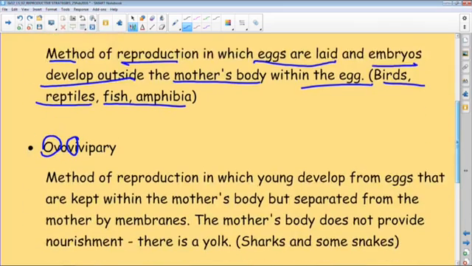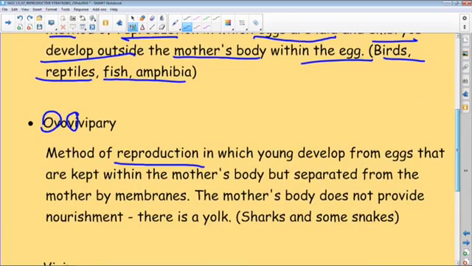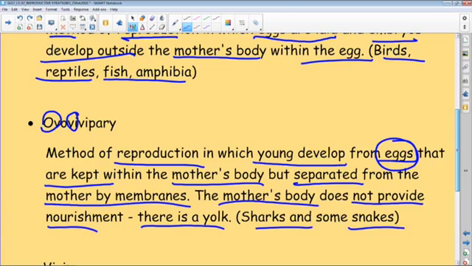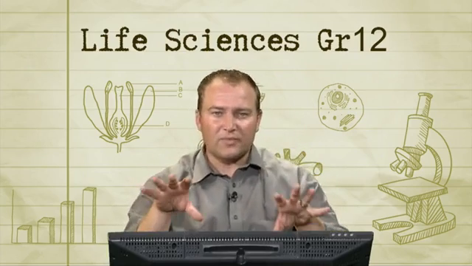Let's have a look at what we said here. It's a method of reproduction in which the young develop from eggs, that's very important, from eggs, which are kept within the mother's body, but separated from the mother by a membrane. The mother's body does not provide nourishment. There is a yolk. You normally get your sharks and some snakes. So, remember when I said to you, oviparous and viviparous. Oviparous, there's an egg.